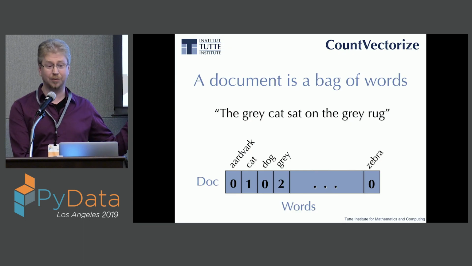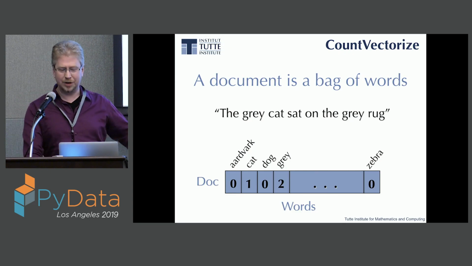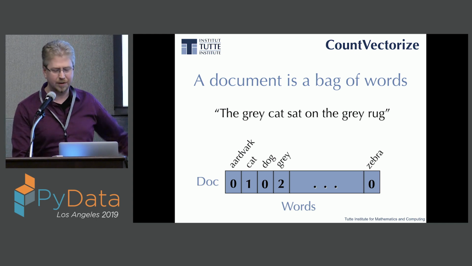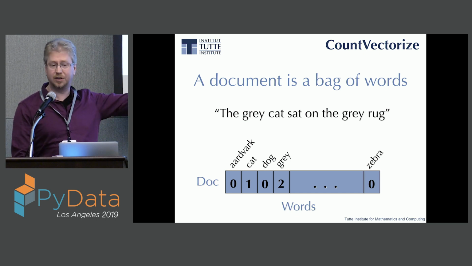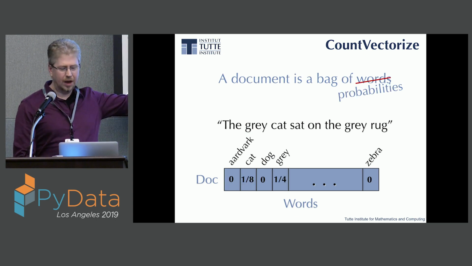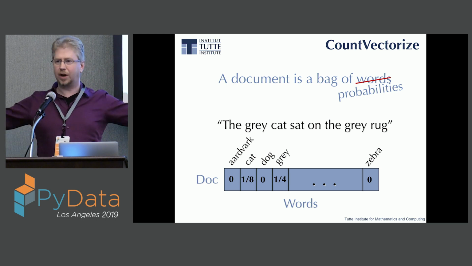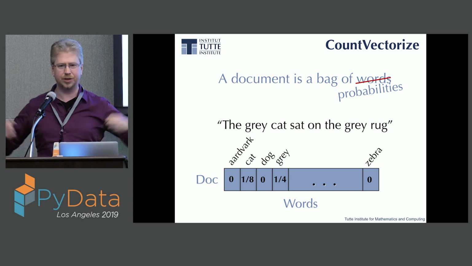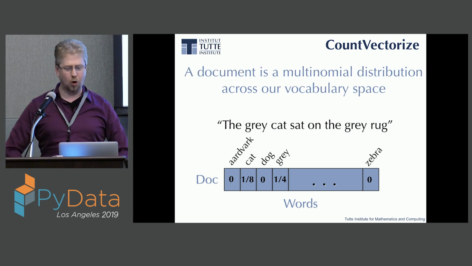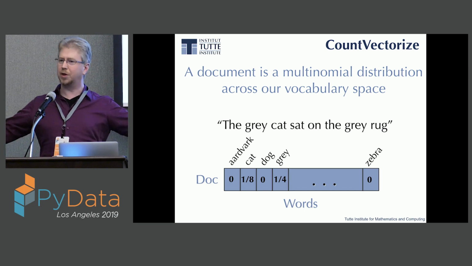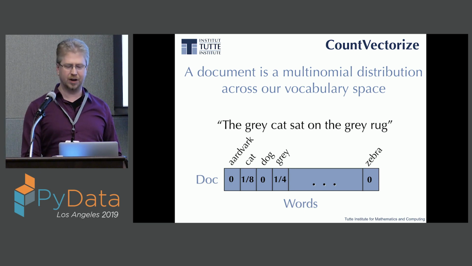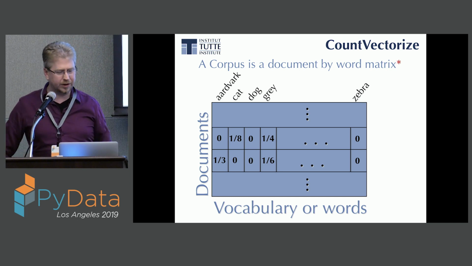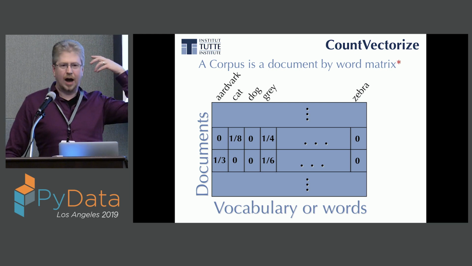Representation, this should look very familiar. A very common way to represent a document is a bag of words. More precisely, a bag of counts of those words. We did count vectorize. That's exactly what we did with breweries and bags of beer styles. We normalize those because we want documents of different lengths to be on the same footing. Now we have a document is a bag of probabilities. That's just this multinomial over the word space instead of over the beer style space. That all falls out very naturally. Now a corpus is this document by word matrix with probabilities in there.